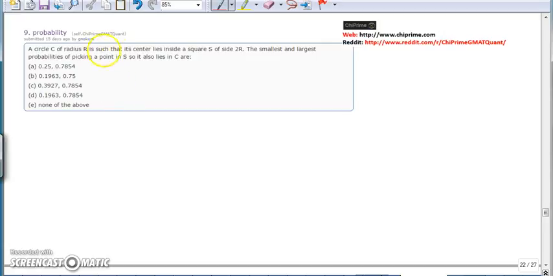Alright, so let's begin. Here we're given that a circle C of radius r is such that its center lies within a square S of side 2r. So let's first draw the square. Pardon my drawing skills here. Let's imagine this is a square of side 2r. And we're given that a circle of radius r is such that its center lies within this. So the center can lie anywhere within this. So let's call this the center of the circle C.